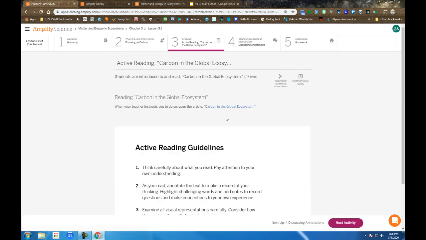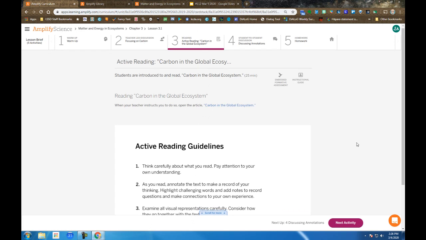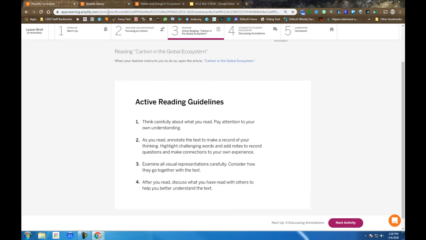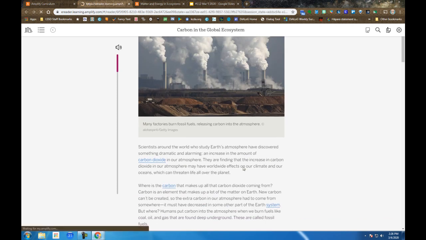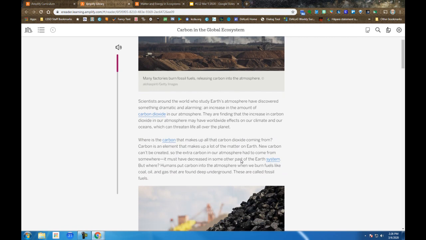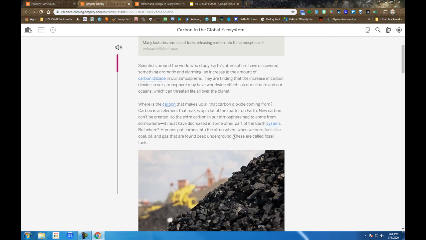So you're going to investigate by reading about carbon in the global ecosystem. You're going to want to click on the link and open the article. This image is something that's probably fairly familiar. We see it all the time: factories burning fossil fuels, releasing carbon into the atmosphere. As you read through this, it talks about the role of carbon dioxide in the atmosphere and how that traps heat and warms the earth.